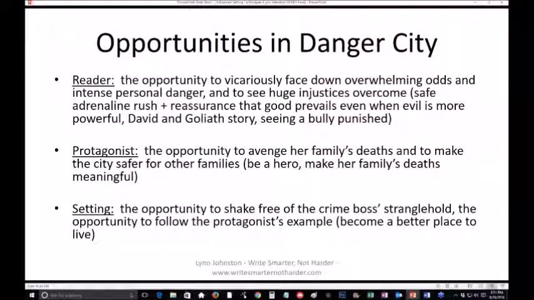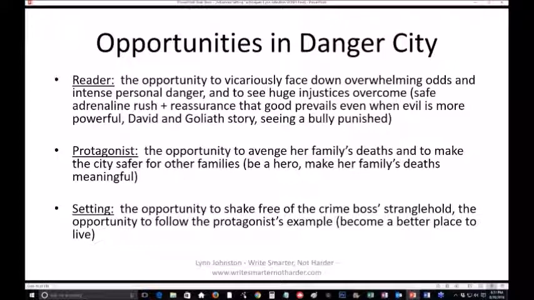If you look at Danger City, again, we have some opportunities. For the reader, it's going to be an opportunity to vicariously face down overwhelming odds and intense personal danger and to see huge injustices overcome. So that adrenaline rush is going to be fun and intense, but it's going to be safe. We're going to get the reassurance as readers that good prevails even when evil is more powerful.